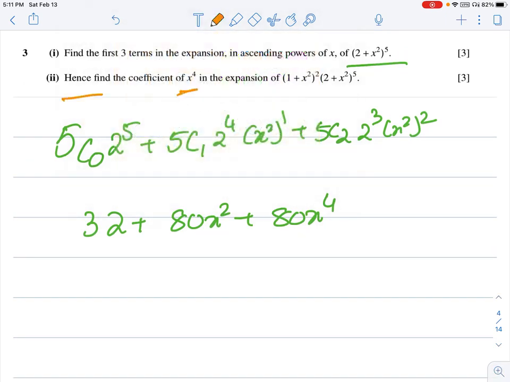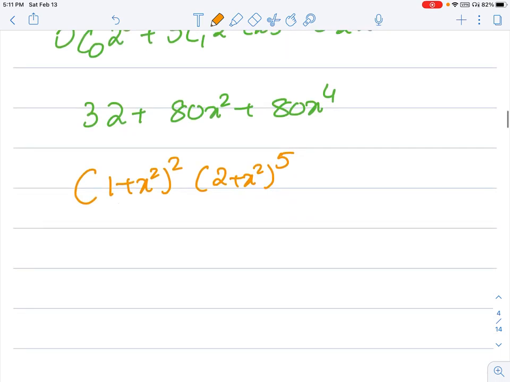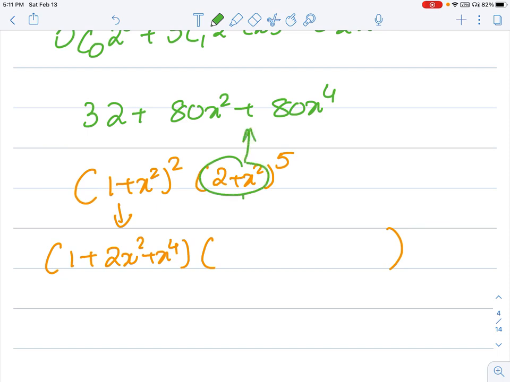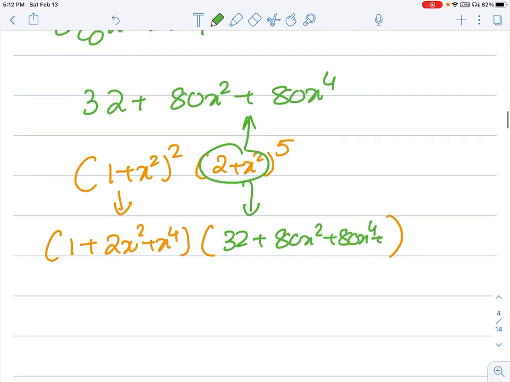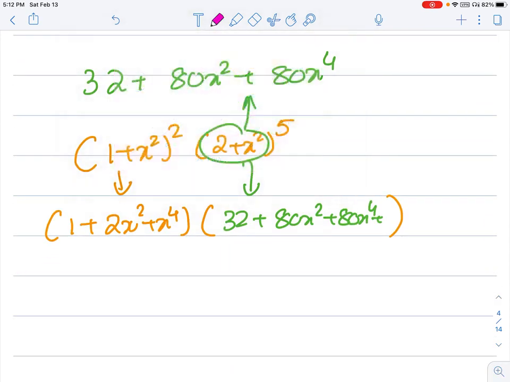Hence, find the coefficient of x power 4 in this expansion, 1 plus x square whole square times 2 plus x square whole to the power of 5. So 1 plus x square whole square is a square plus 2ab plus b square, times this answer. This answer is this one, so it becomes 32 plus 80x square plus 80x to the power of 4 and so on. Because I want only the coefficient of x power 4, I need not write the next part. So now check what are the possibilities of getting x power 4. So 1 times this one.